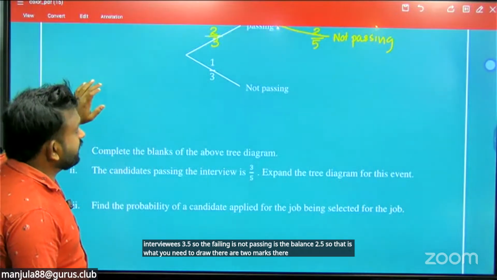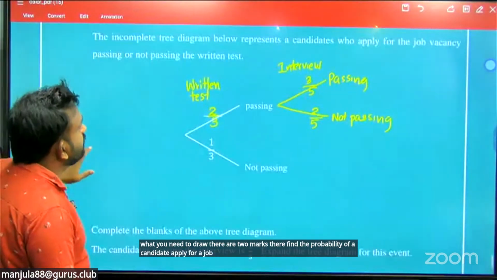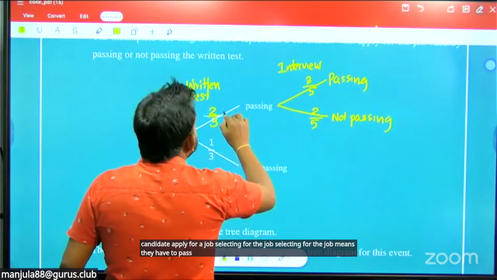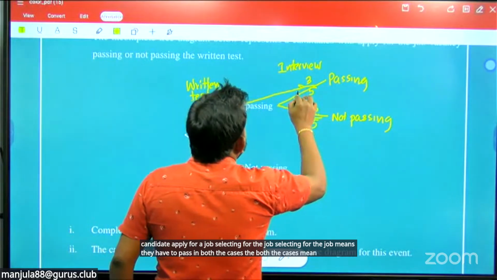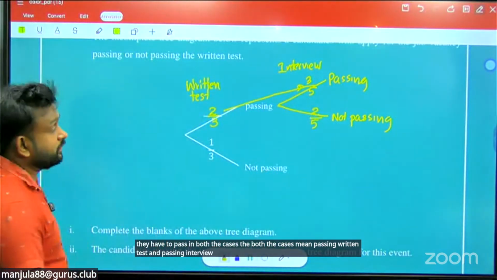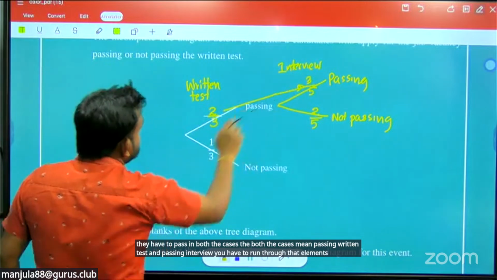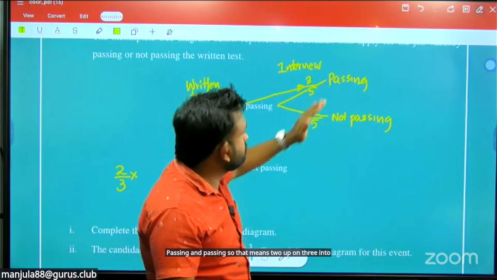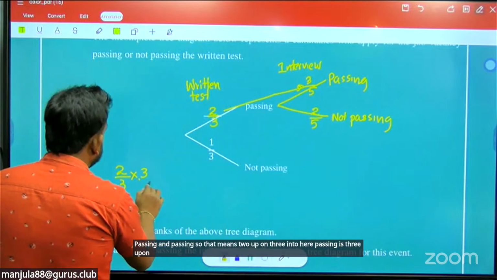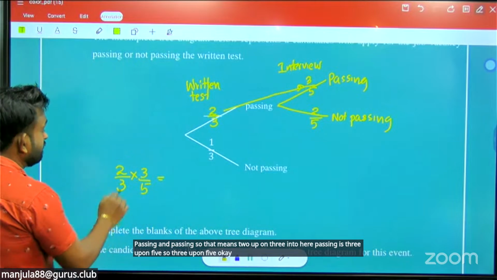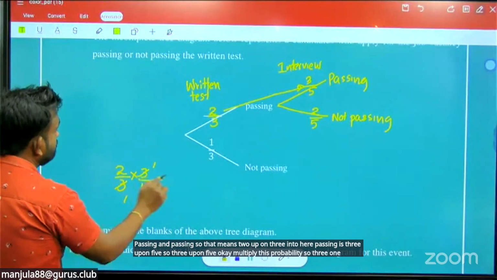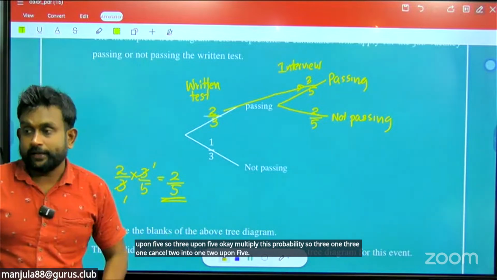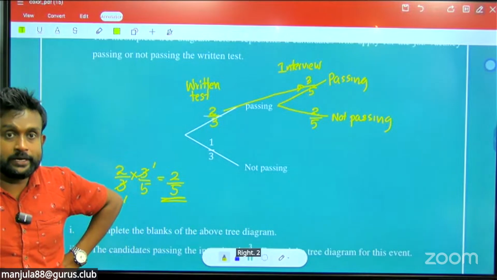Find the probability of a candidate who applies for a job being selected for the job. Selecting for the job means they have to pass in both cases, passing the written test and passing the interview. So that means 2 upon 3 into 3 upon 5. Multiply these probabilities. So 3 and 3 cancel, 2 into 1, 2 upon 5. Right, 2 upon 5. So that is the last 2 marks.